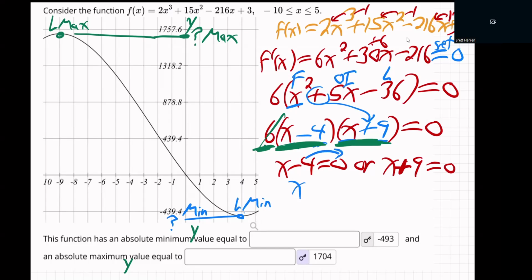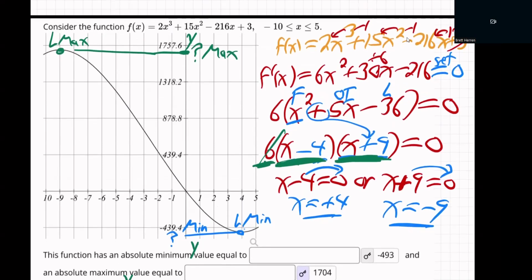Bump that over, positive 4. Bump that over, minus 9. So I got my two x's. That means this one is happening, this point right here. We probably could have guessed over at 4. And this one is happening, back at negative 9.